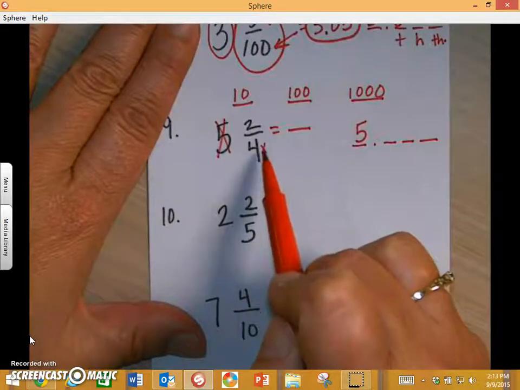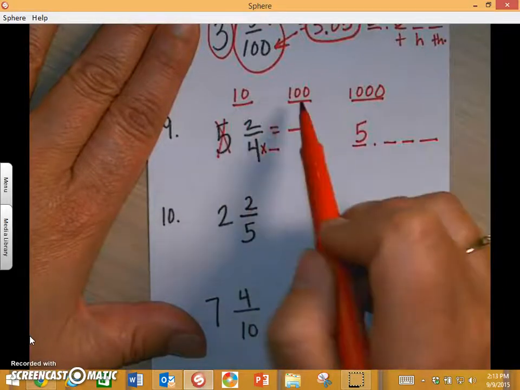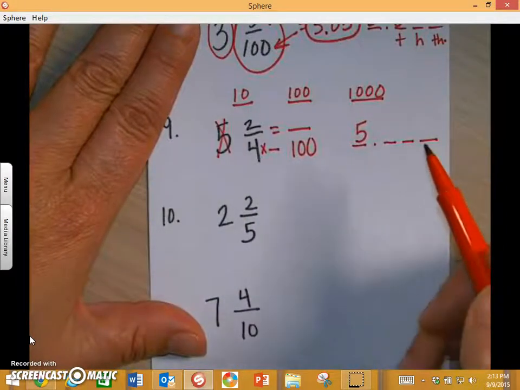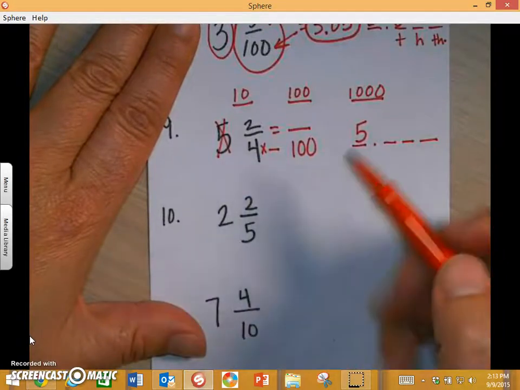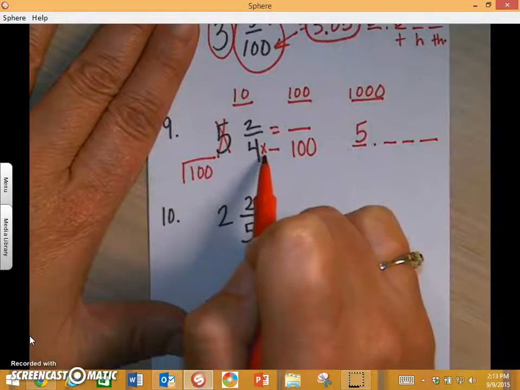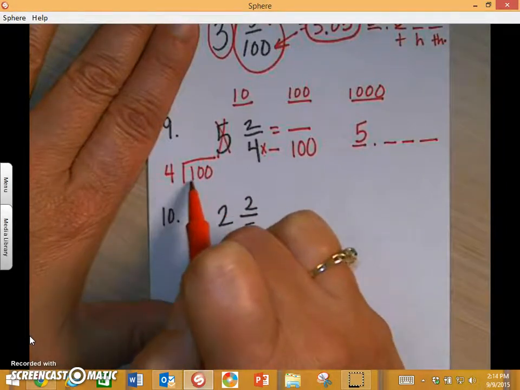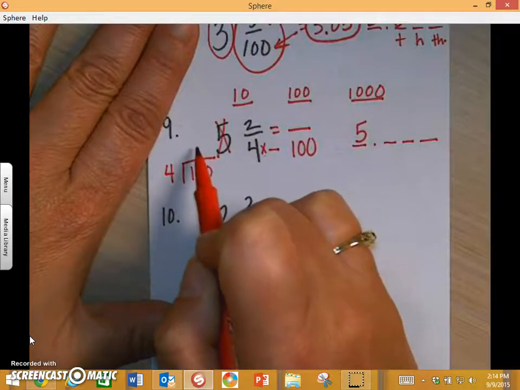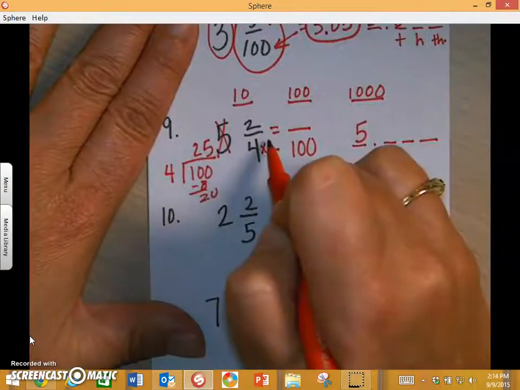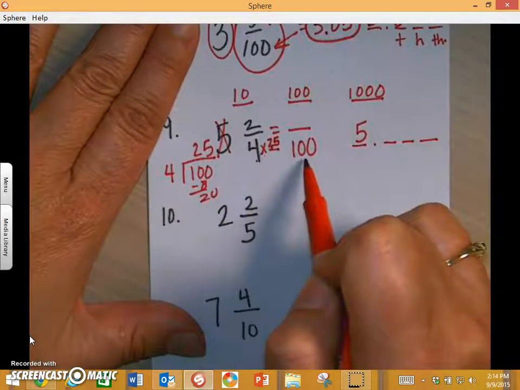I'm going to have to multiply the 4 by something in order to get 10. Is that going to work? No, that's not the best choice. What about 100? Could I multiply 4 times something to get 100? Yes, I can. If you don't know what number, go off to the side and do the inverse operation, which is the opposite of multiply, which is divide. You're going to divide 4 into 100. You're going to find out that it goes 25 times. And that's what you multiply by. So 4 times 25 gave you 100.